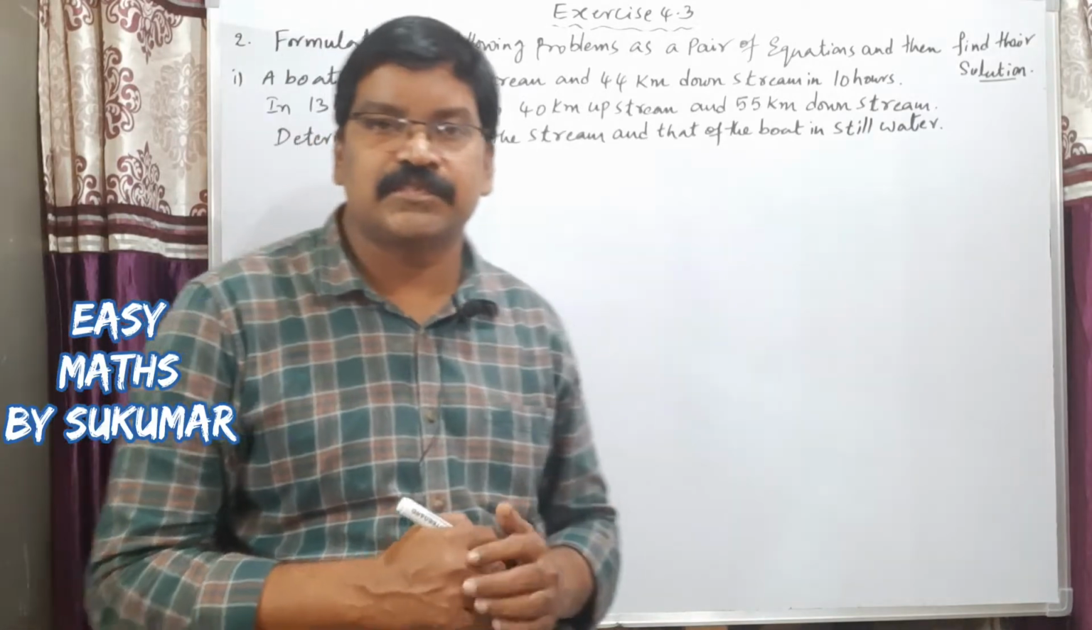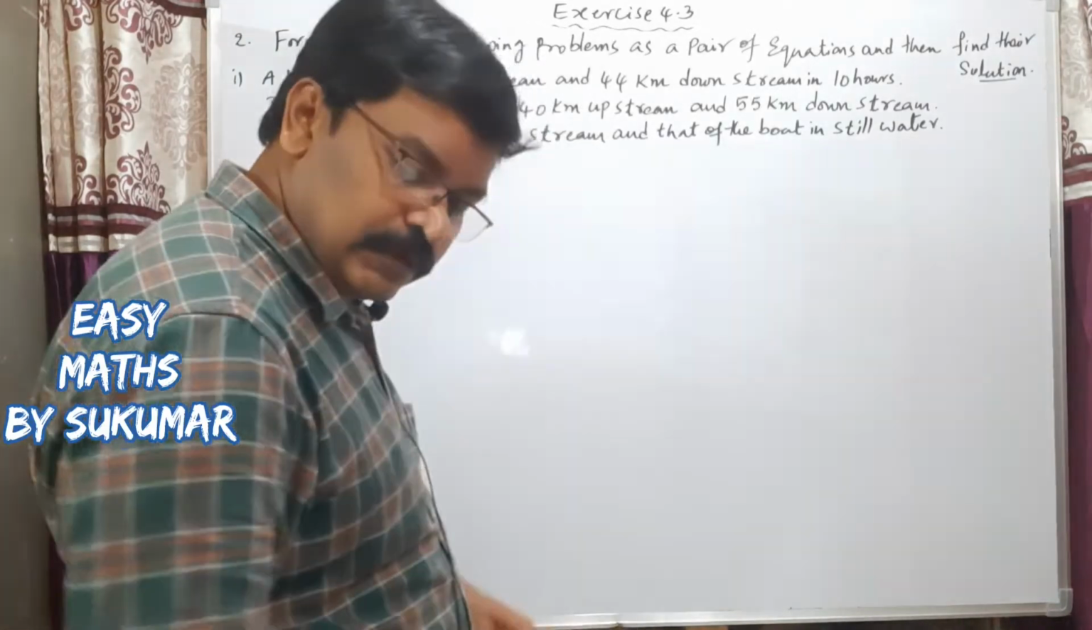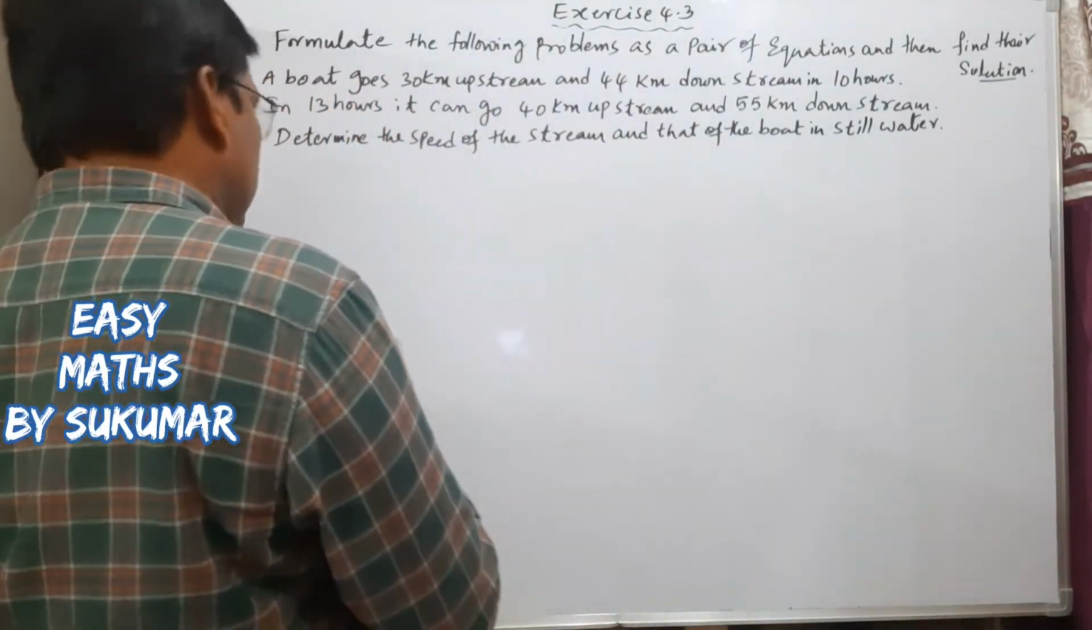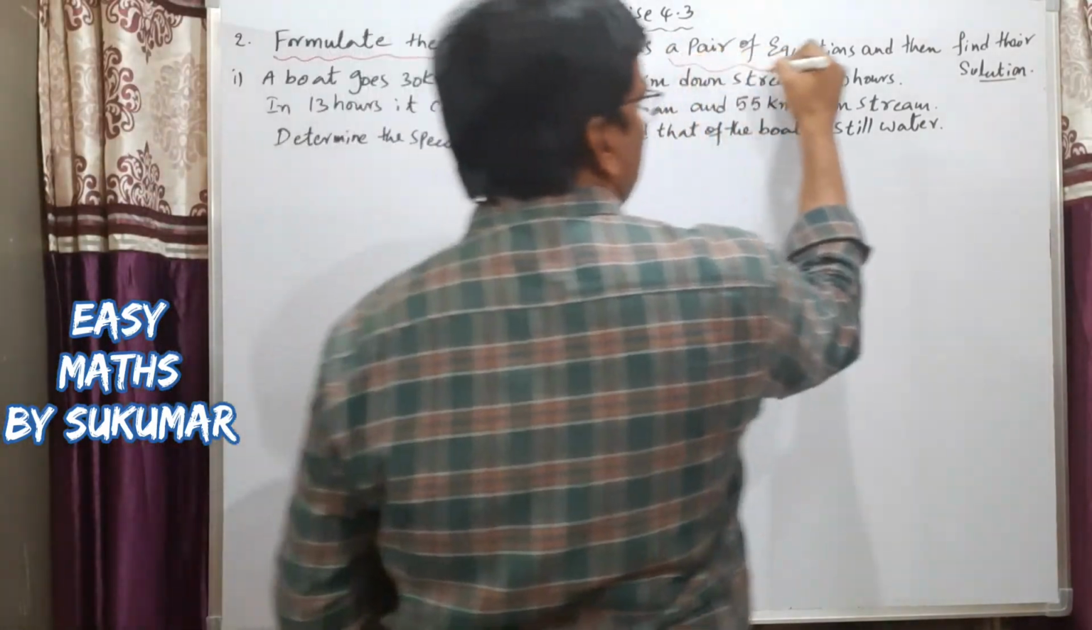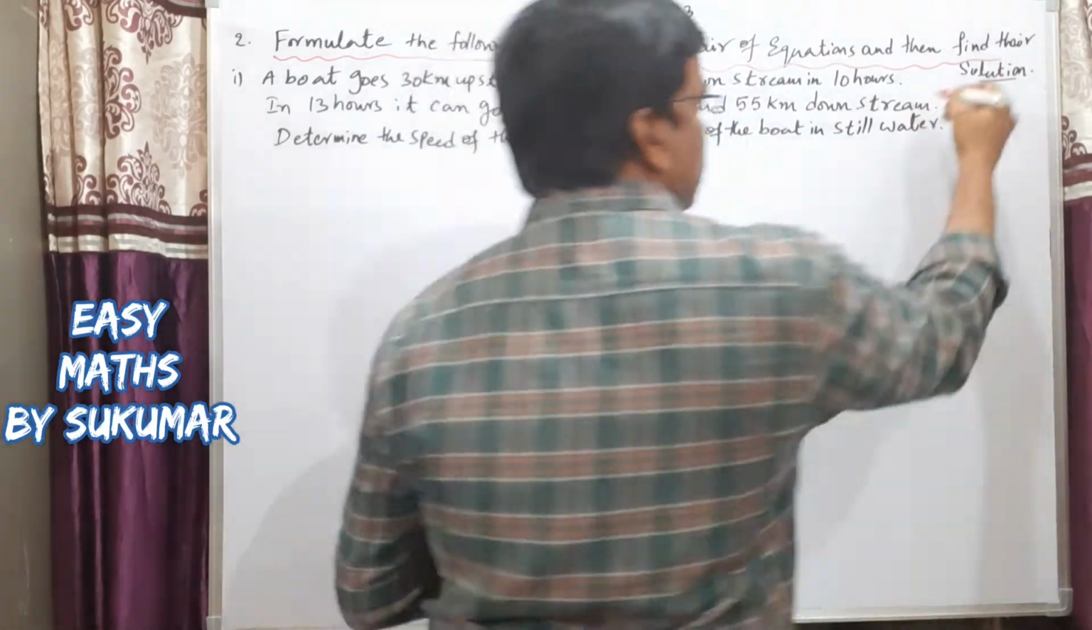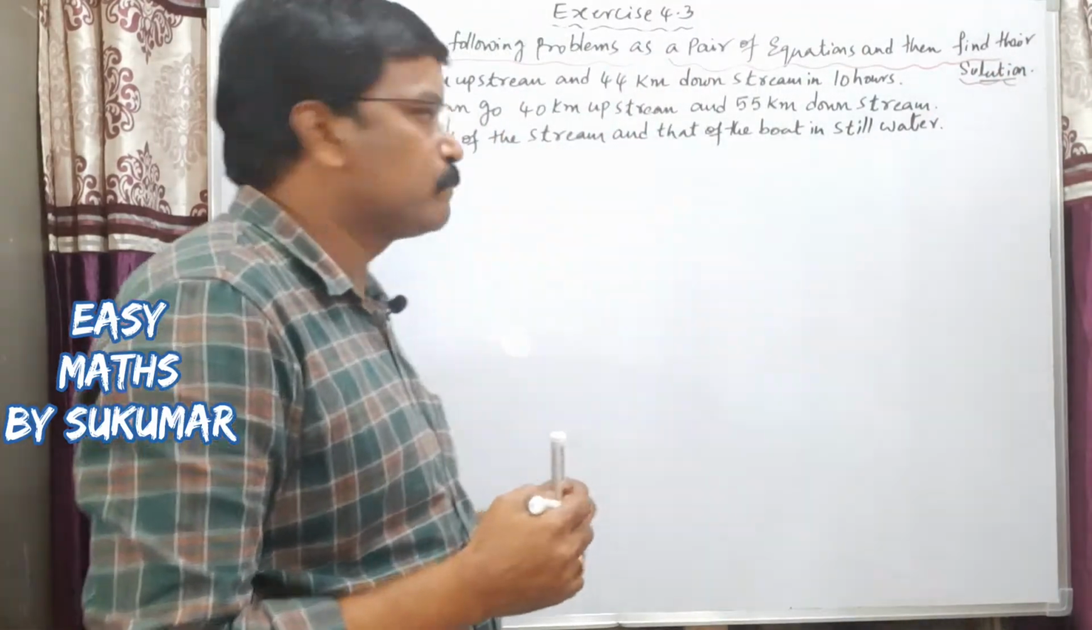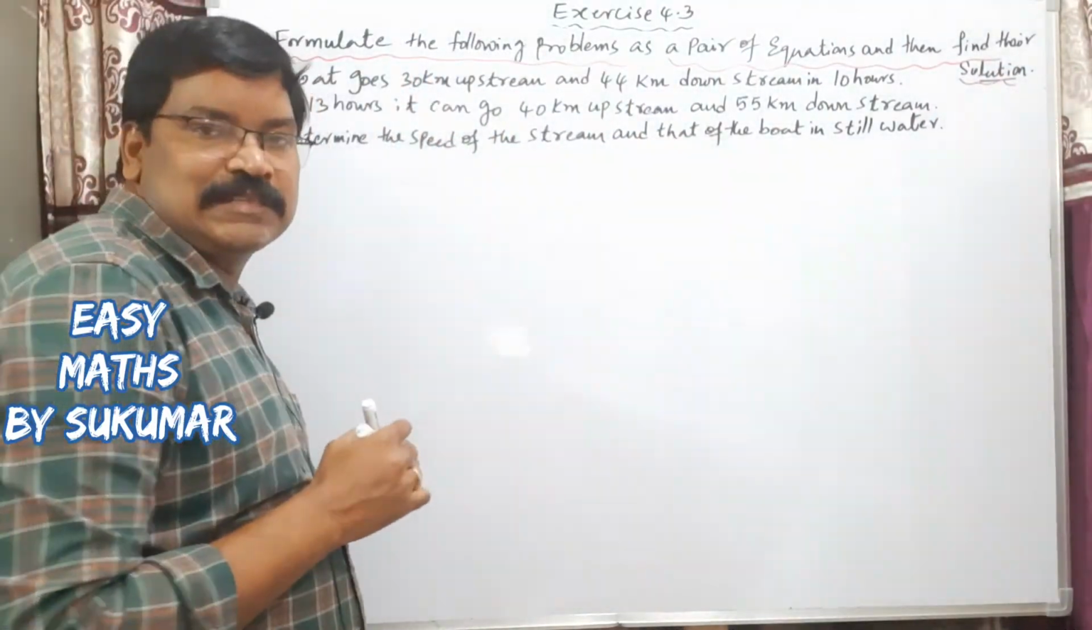Second set in this exercise 4.3. The question is like this. Formulate the following problems as a pair of equations and find their solution. The first bit in the second set is like this.